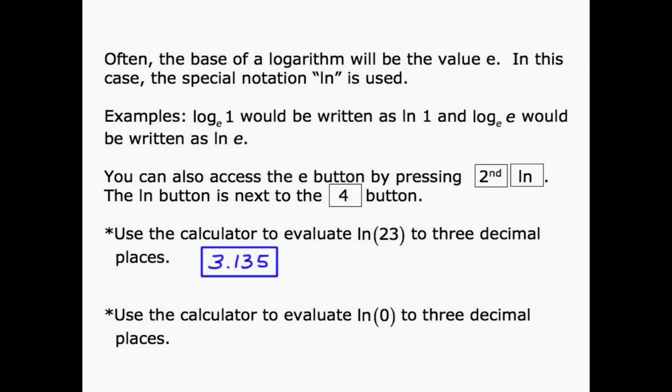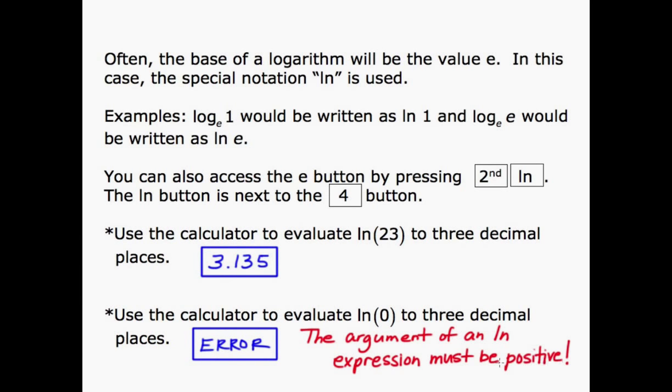Next, I'd like you to use your calculator to evaluate the natural log of 0. I'll give you a moment to do that. As you probably discovered, you're going to get an error message. A concept that I'd like to reinforce from prior videos is that the argument of a log needs to be positive. The same holds true for natural log expressions. The argument of a natural log expression must be positive. Let's move on to the next slide.